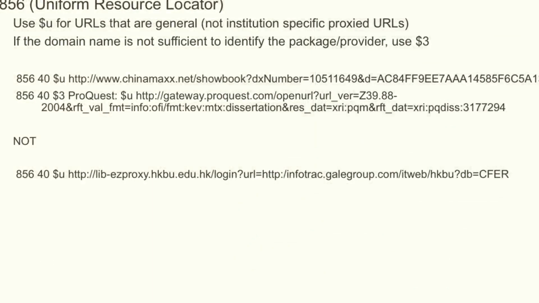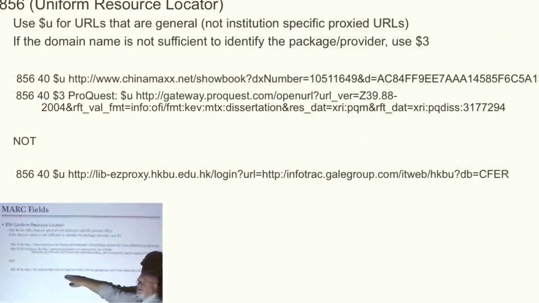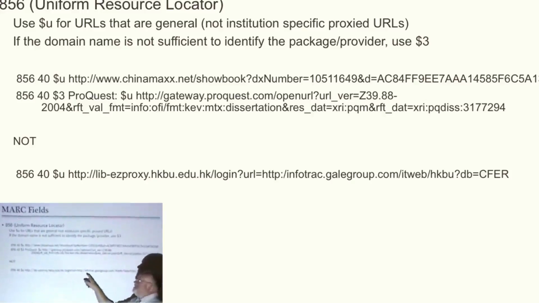This is the perfect example of an institution-specific URL. When you look at this domain, first of all, it's an educational institution here instead of a publisher. Second of all, it's an EZproxy. So the only people who can actually use this link in any case are going to be, obviously Hong Kong, I don't know who, what does HK? Oh, Baptist University. Okay, I know none of you are from Hong Kong Baptist University.